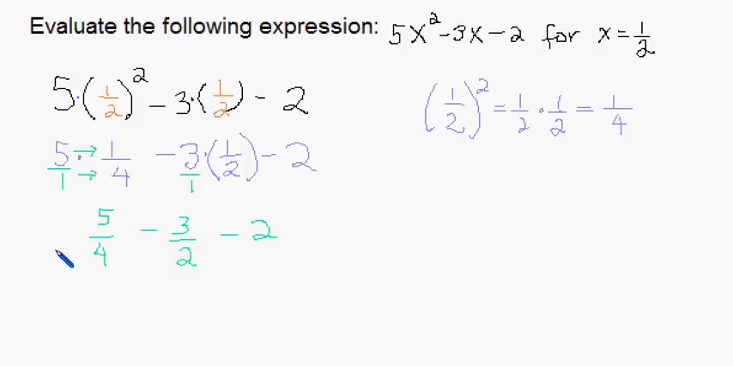Now you notice that we're combining fractions here. Also, we have a 2 that is not a fraction, so it might be good to make this also a fraction. I'll put a 1 on the denominator of it. Remember, 2 over 1 is the same thing as 2. Now I need a common denominator, and you notice that the common denominator between 4 and 2 is 4.